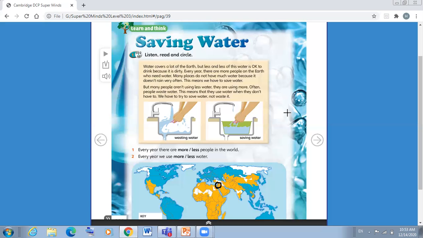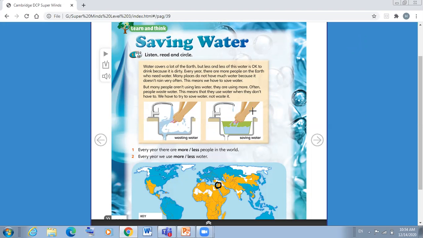Excellent. Most people waste water. Just a few people save water. Okay, so often they waste water. What do we mean by wasting water? It means that they use water when they don't have to. So we have to try to save water, not waste it. We have to save water.